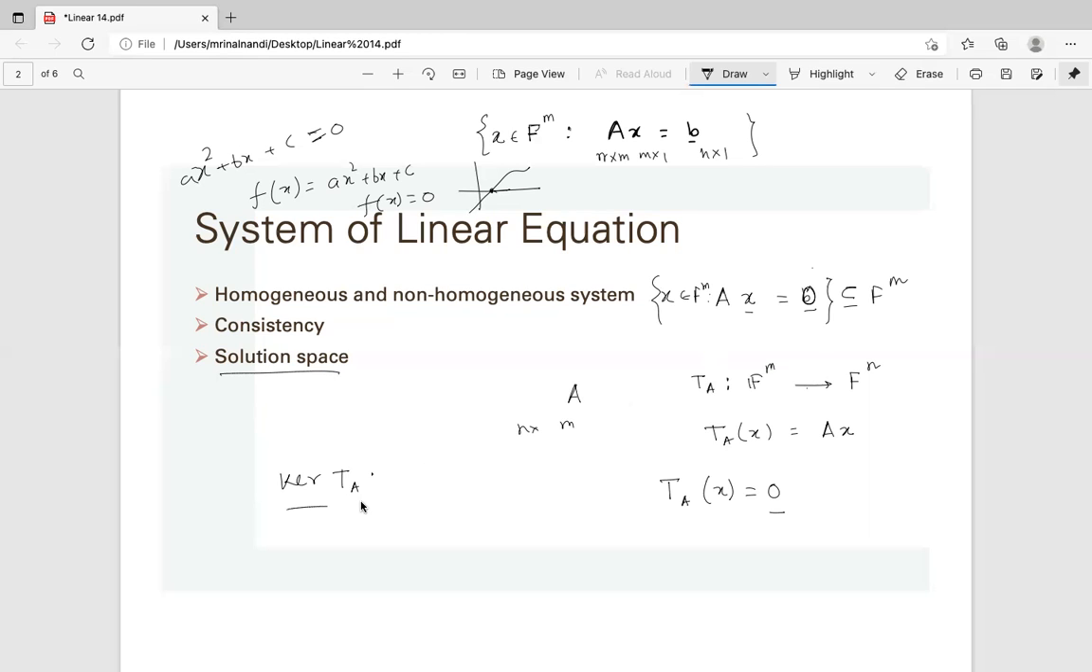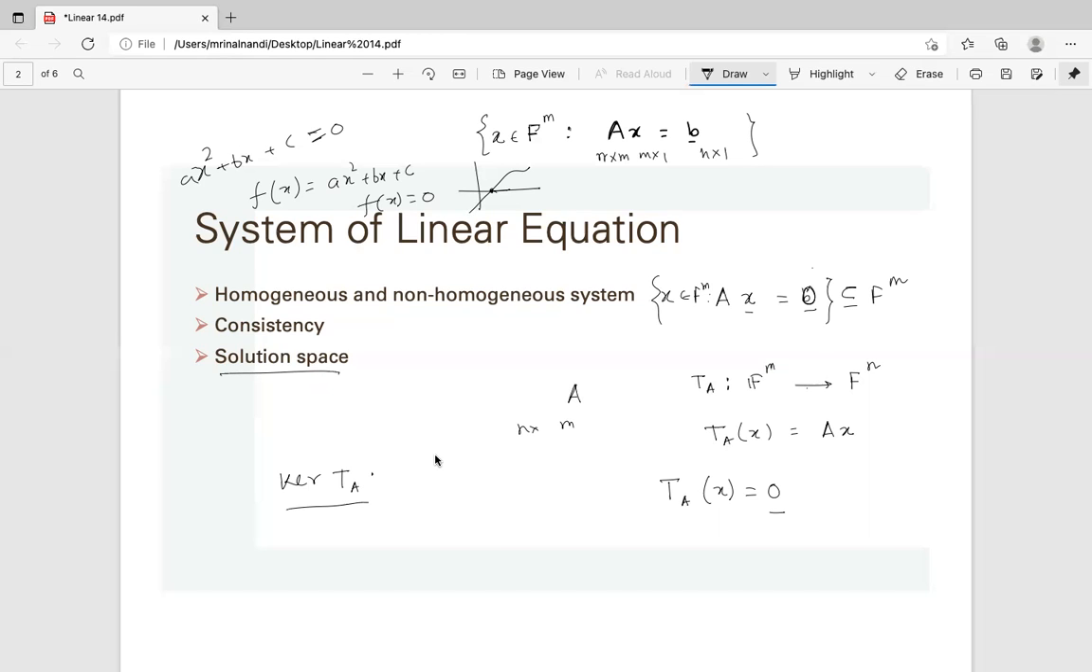So that means we have to find whether this kernel is a phi set, the empty set. If it is a phi set, that means inconsistent. If it is not a phi set, then it is consistent. If it is a singleton element, obviously the kernel is a single point. For a homogeneous system, the kernel cannot be phi because the null vector is always there, so it can't be inconsistent.